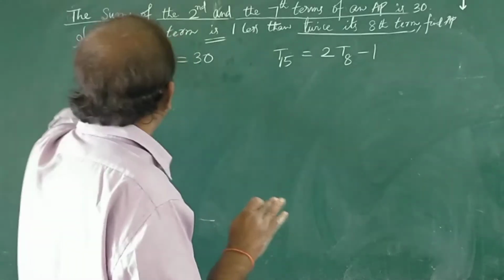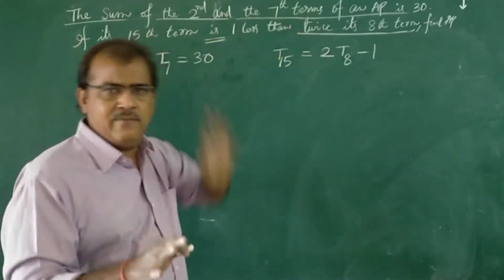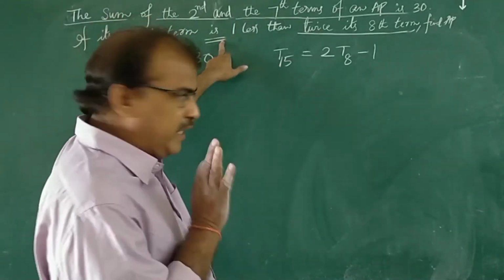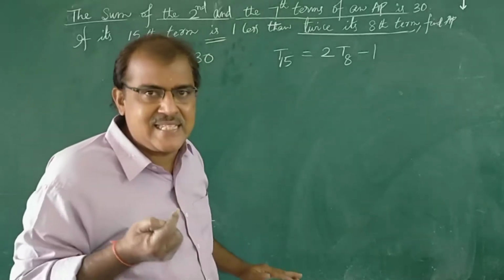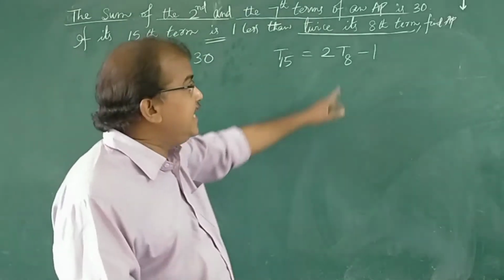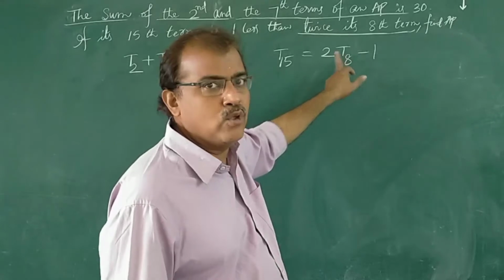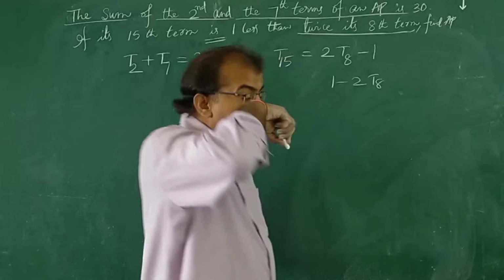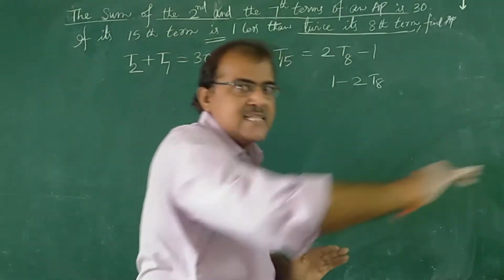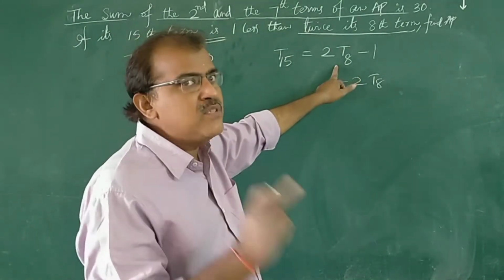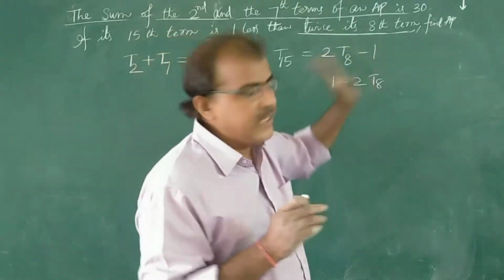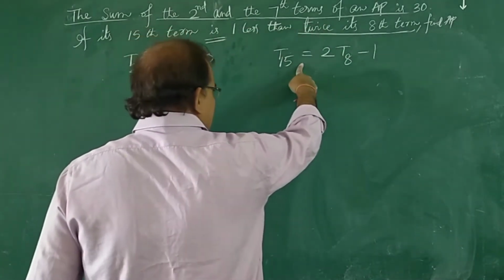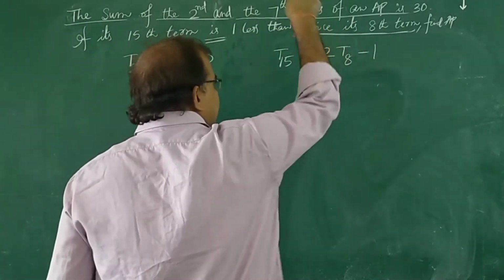Very important. The first statement is very easy, you can write it directly. But coming to the second statement, if its 15th term is just 1 less than 2 times its eighth term. Don't write it the other way, that is wrong. 1 less than, just 1 less than 2 times its eighth term. This statement is very, very important: the 15th term is equal to 1 less than 2 times its eighth term.